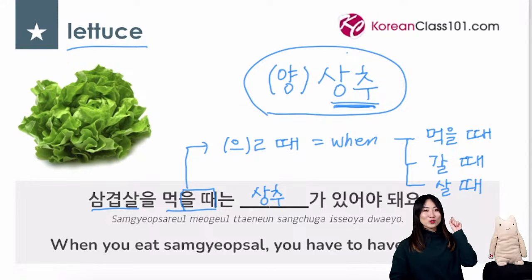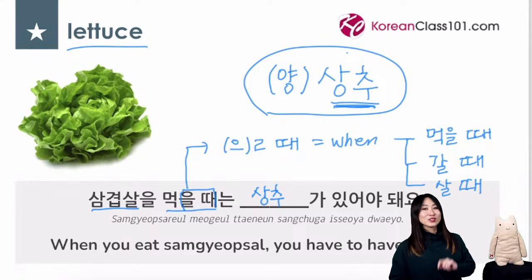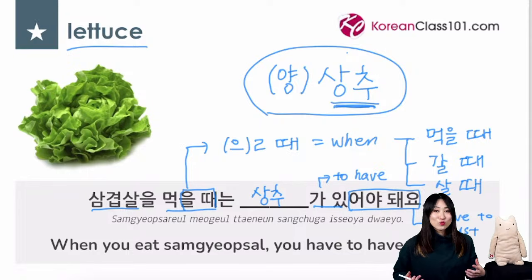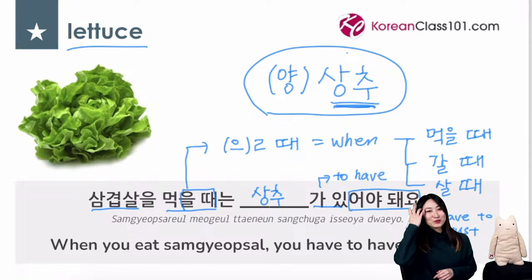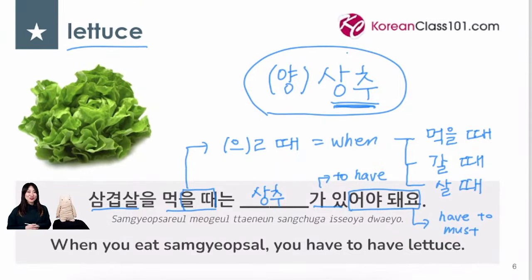And let's move on. So 삼겹살을 먹을 때는 means when you eat 삼겹살. 상추 means lettuce. 가 있다 means to have. And 어야 돼요. Do you know what 어야 돼요 is? It means have to, or must, or should. So we need to have 상추. 삼겹살을 먹을 때는 상추가 있어야 돼요.